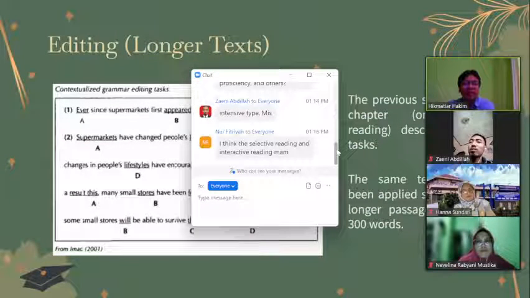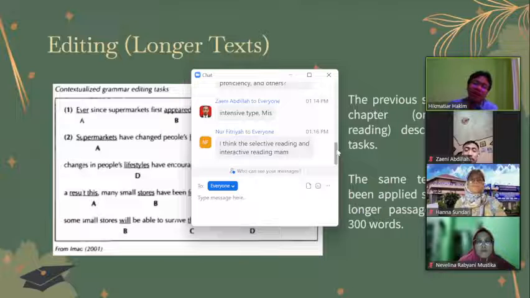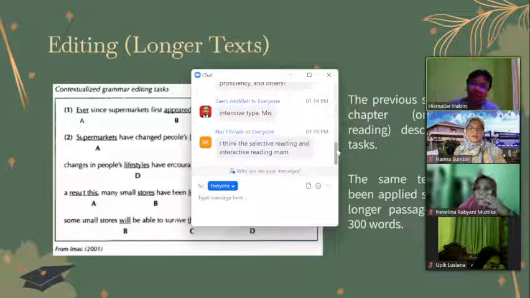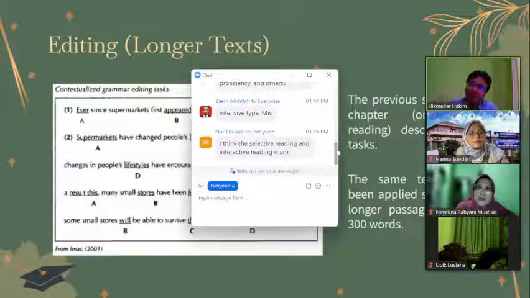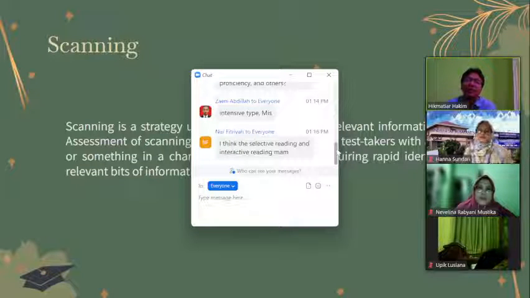Okay. Editing longer text. It's the same thing as before, but here each sentence is connected to the previous sentence. In the previous example, one sentence was not connected to the other sentence. One sentence was done, one sentence done, one sentence done. But in this editing task, the first sentence and the last sentence are connected. It's a story. So you have to look at the previous sentence or the sentence after to make the correction. Okay. Scanning. Scanning is the strategy that we use.